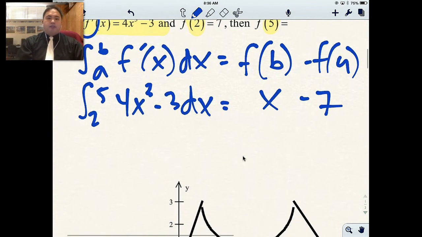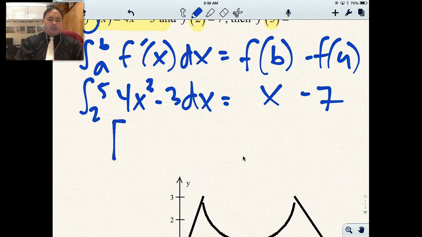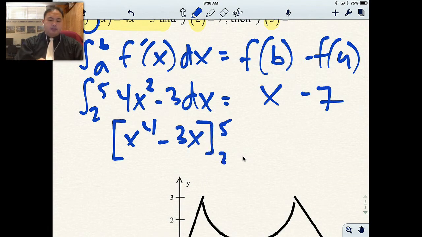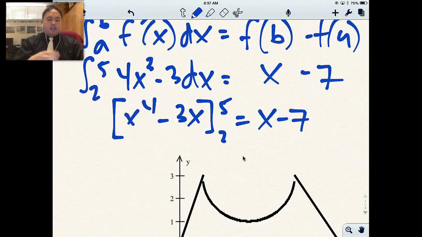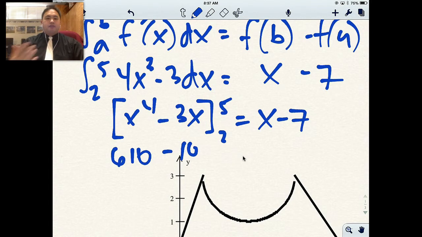The left part you should be very familiar with, the antiderivative. The antiderivative of 4x to the third is x to the fourth. The antiderivative of minus 3 is minus 3x. And again, my notation, I put this in brackets from 2 to 5. Then I plug in 5, I plug in 2, and get an answer. If I plug in 5, I get 625 minus 15, which is 610. If I plug in 2, I get 16 minus 6, which is 10. And then I still have x minus 7.